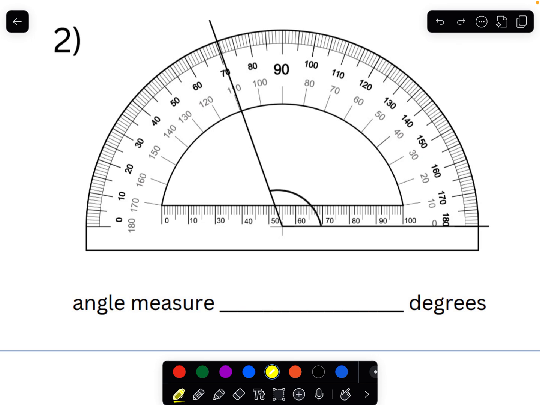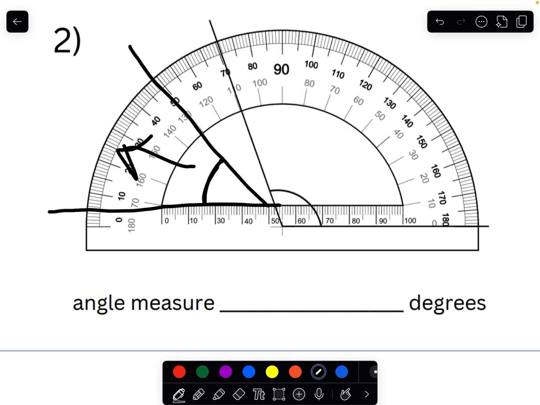If, and I'll draw another angle here, if it was like that. Here I drew another terrible angle, but hey, it's bothering me. I've got to fix it. If it looked like that, and it had this little line there, this angle that I've just drawn is opening out to the left, which means I would use the top numbers. And here we have an angle that is 50 degrees. It's just facing the other direction.